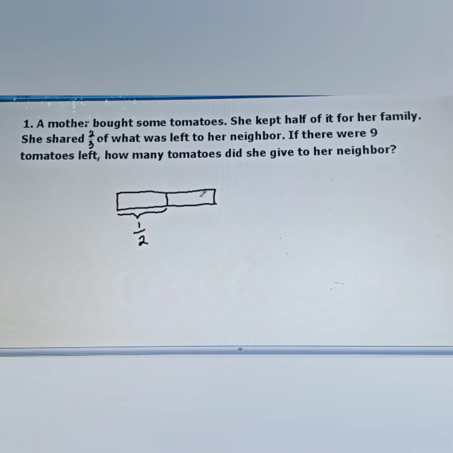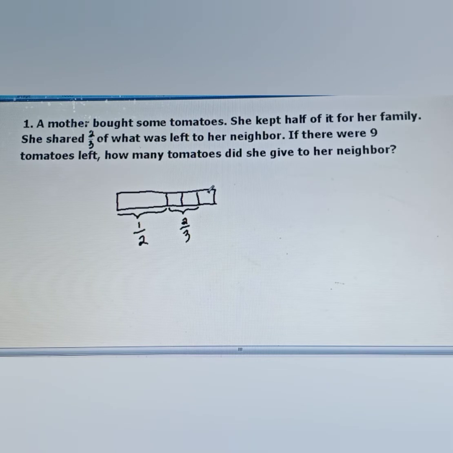Then what did she do with the remaining? She shared 2/3 to the neighbor. Since there is only one part, we need to divide this into 3 to get 2/3. Do you agree? Okay, let's divide this into 3 parts. Assuming the 3 parts are equal, let's get 2/3 here. This is the 2/3 shared to the neighbor. And this is the number of tomatoes left, which is 9. After giving this to the neighbor, she had 9 tomatoes left.